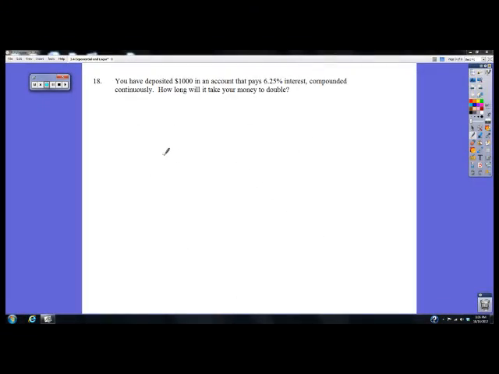Alright, we made it to the last example. You have deposited $1,000 in an account that pays 6.25% interest compounded continuously. Here's our formula: A equals P-E to the R-T, PERT. How long will it take your money to double?